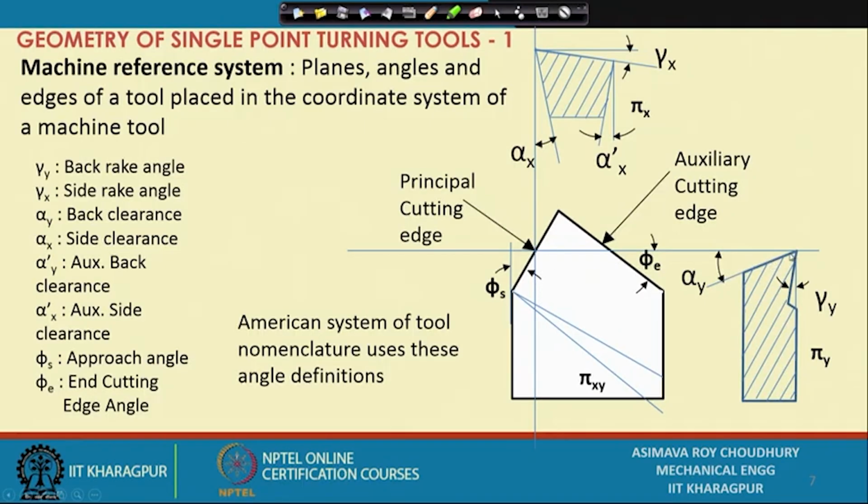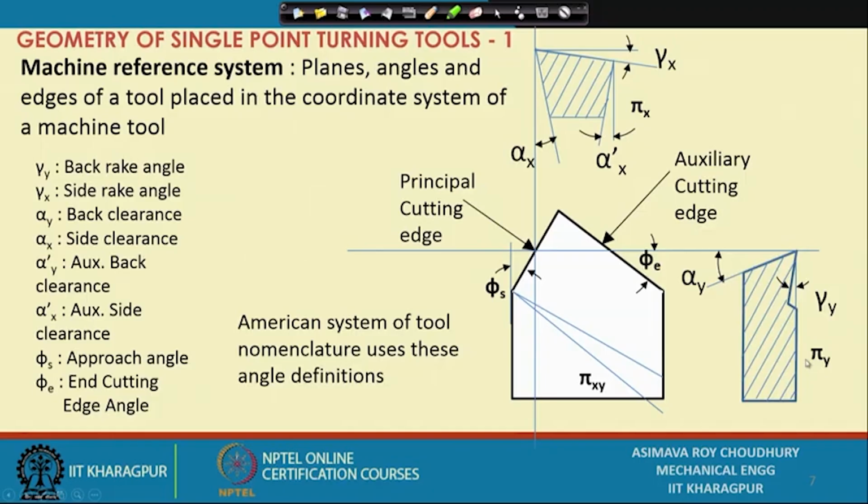So, here clearance angle, back clearance can be defined as the angle between the principal flank and this particular plane. What is this plane? This plane must be the trace of the pi x plane in the pi y plane. So, the angle between two planes, which are these planes? The principal flank and the pi x plane, and this angle is considered in the pi y plane.